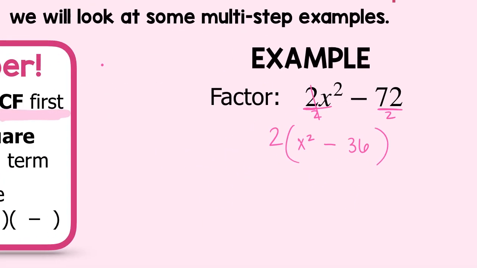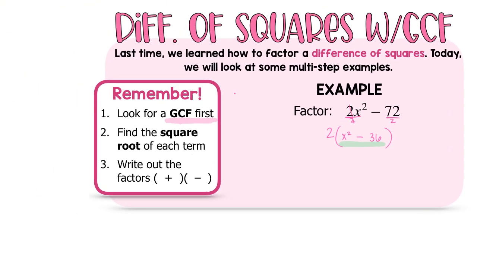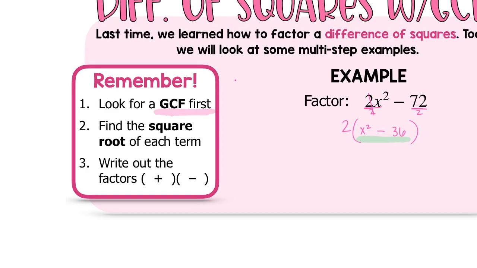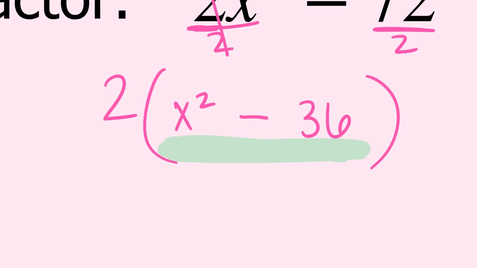Okay, and then the next thing that you should always do is take a look at whatever's in the parentheses and see if you can factor that even further. So let's see if we can factor that even further. Does that look like a difference of 2 squares? Well, it definitely looks like a difference, right? There's subtraction. Can I take the square root of this? And can I take the square root of this? That's what you need to be asking yourself. If I can take the square root of each of these, then I can factor this even further. And we definitely can, right?